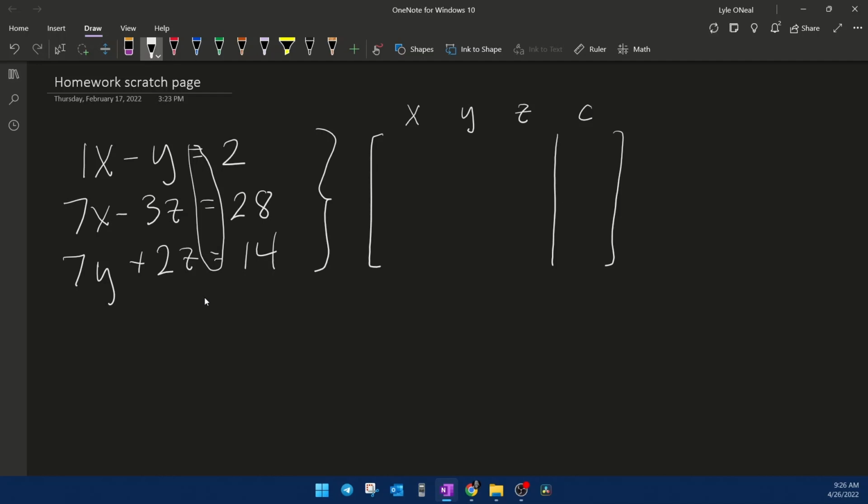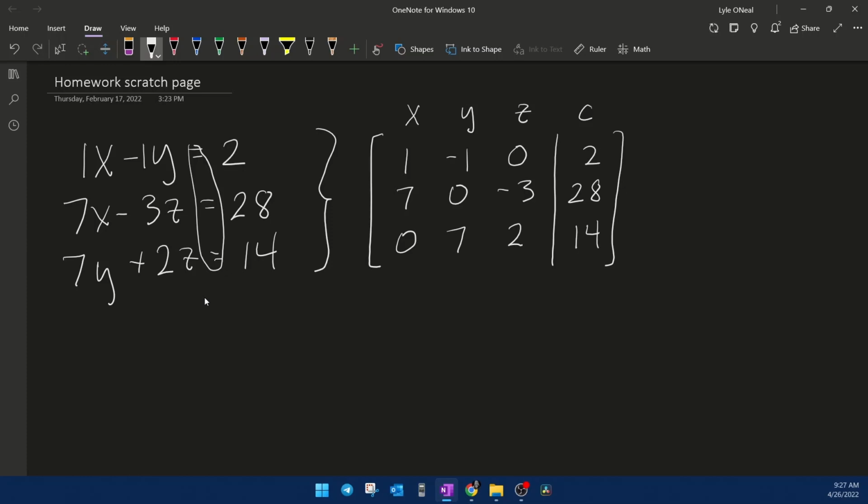So for x in the first equation, we have a coefficient of 1. The y coefficient is -1. Notice we have no z, so we're going to put a 0 for the z, and the constant is 2. And then we do the same thing for the next two equations. 7x, no y, -3z, 28. And then we have no x, 7y, 2z equals 14. And that is the very first thing you need to do, is to write the augmented matrix.